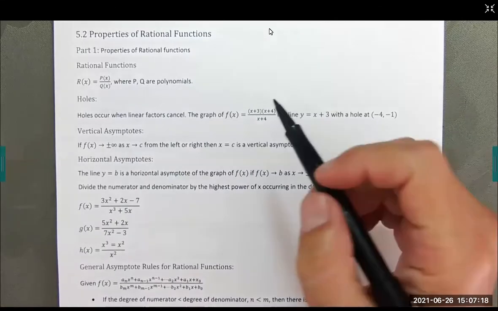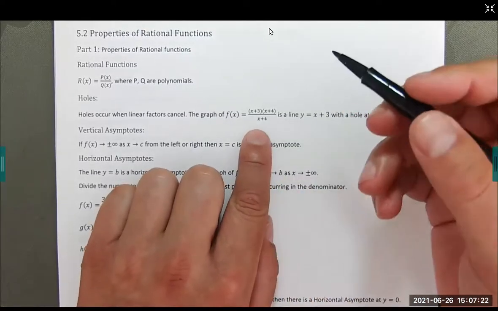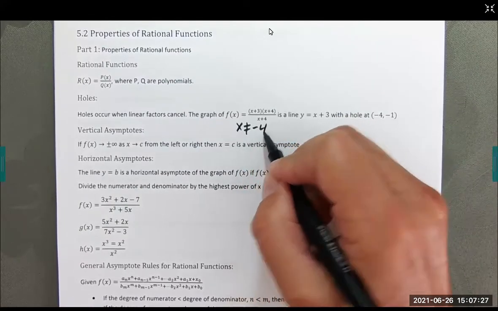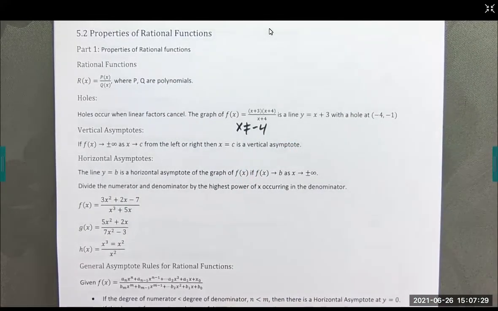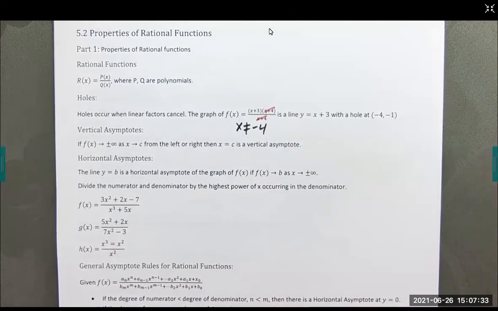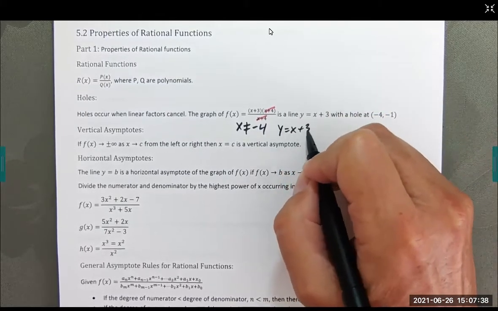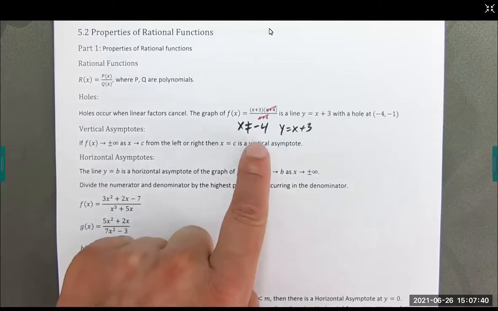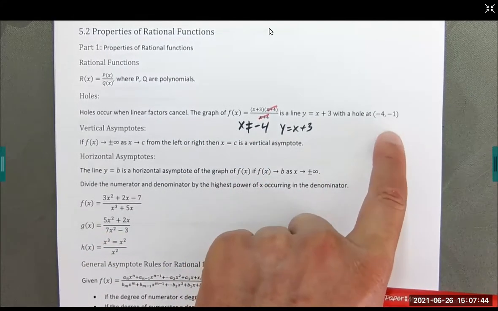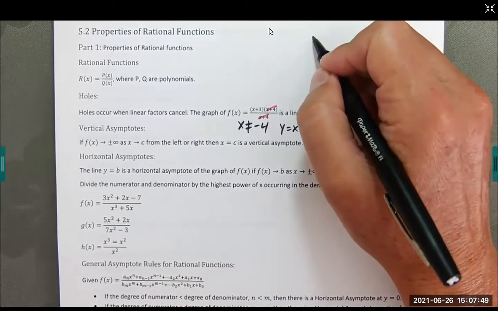So for example, if we have this function here, you can see x cannot be negative 4, even though I can actually reduce it out. And when I do reduce it out, we have that y is equal to x plus 3. Now, I want to point out when x equals negative 4 here, we get that y equals negative 1. So there's going to be a hole at the point negative 4, negative 1. And I want to show you what that graph is going to look like.